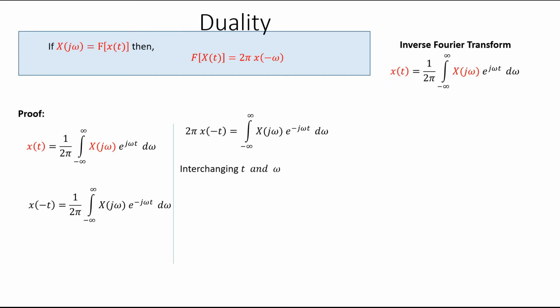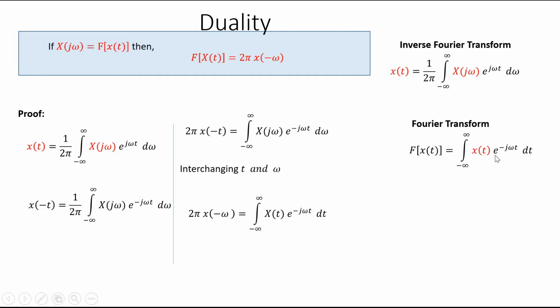Then we can interchange t and ω, so t becomes ω, −t becomes −ω, jω becomes t, so this becomes e raised to minus jωt, and dω becomes dt. Comparing, we have the Fourier transform equation: the integral of x(t) e^(−jωt) dt, which is actually the Fourier transform of x(t). Then the Fourier transform of X(t) will be 2π x(−ω). Hence the proof.